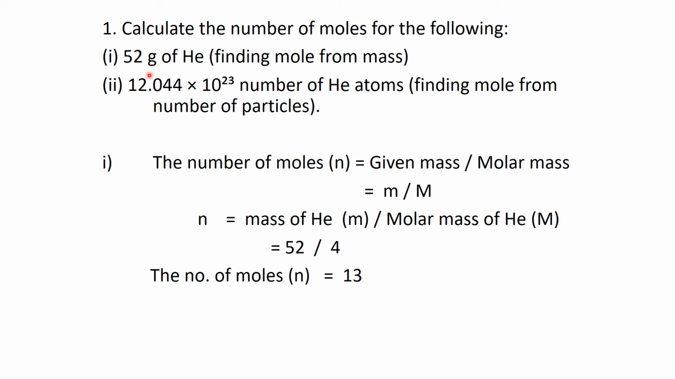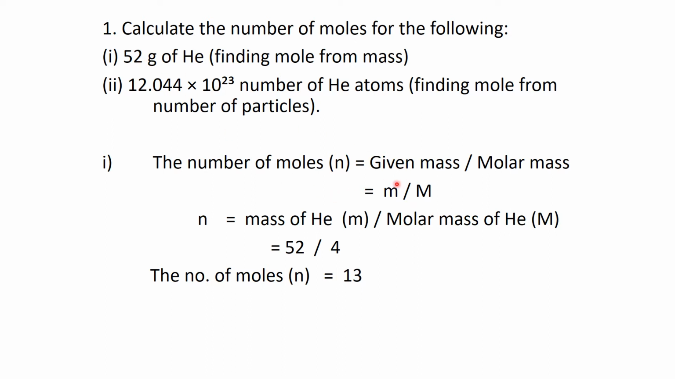Here the mass is given and you have to find the number of moles. In the second case, the number of particles is given and you have to find the number of moles. Let's see which formula you will use here. The number of moles, denoted by small n, is equal to given mass upon molar mass. This formula you will use in case 1 where the mass is given.